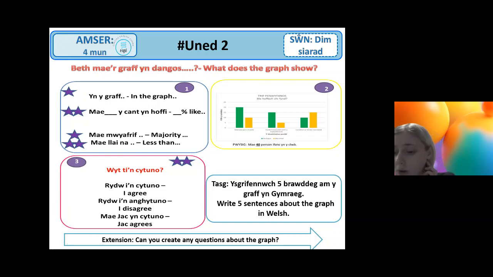So what I want you to do for 2 minutes, I want you to write 5 sentences about the graph. So I want you to refer to the graph by using these 4 different patterns. Then after you would say that in your speaking, remember you'll get marks for communicating with each other. So you could ask the question, wyt ti'n cytuno, and discuss the results of the graph. So you could say, rydw i'n cytuno, rydw i'n anghytuno, what does your friend think? Okay, so I want you to write 5 sentences referring to the graph.